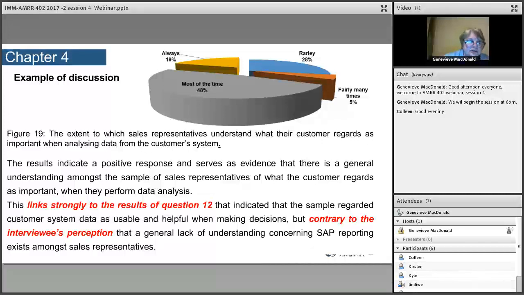This links strongly to the results of question 12. So you can see how this person actually cross-referenced the variance results between surveys and between interviews, contrary to the interview's perception that there's a general lack of understanding. So you can see these issues, the contrast between different questions and different population groups and different tools, is where you actually pick up the eureka moment and say, this is very important, I need to pay attention to this.